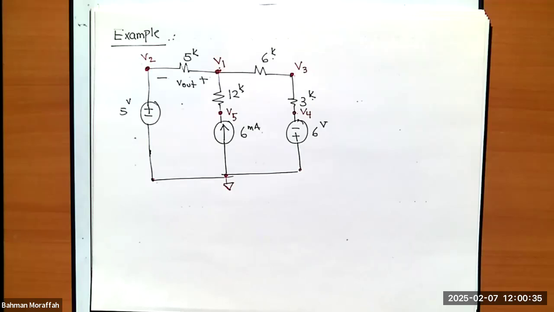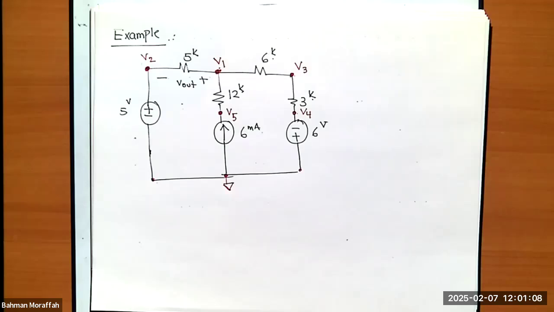Now I have to write KCL for every single one of them. Right? What I'm claiming is that, you see, that's my observation. I don't need V5. Why? Why do we not need V5? The voltage across it. We don't. We don't know the voltage across the 6 milliamps current source. We don't.